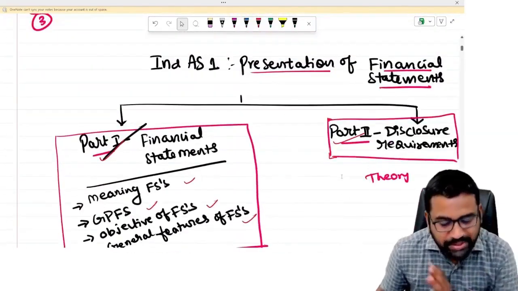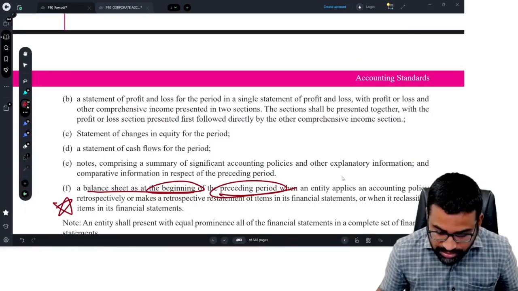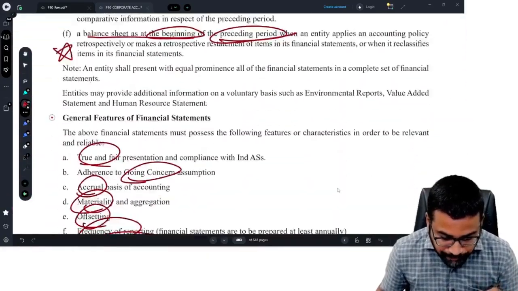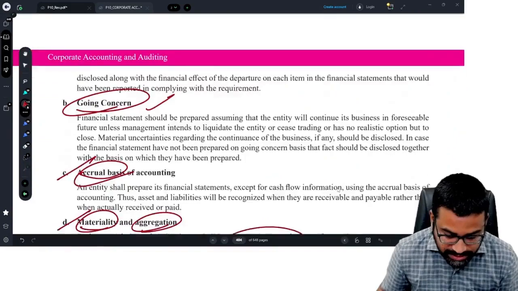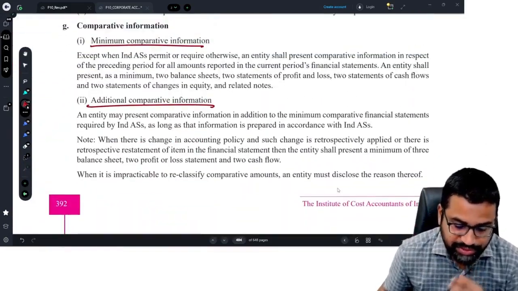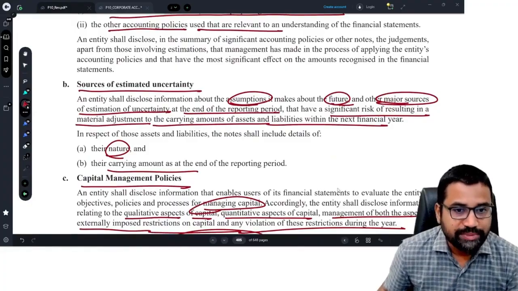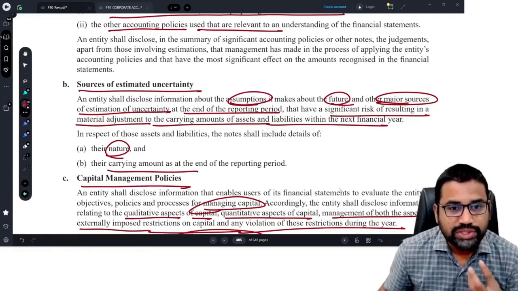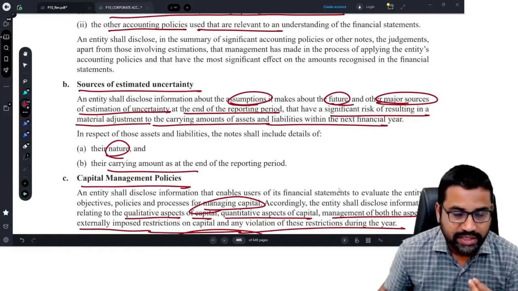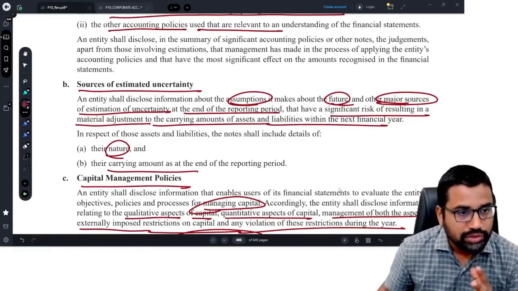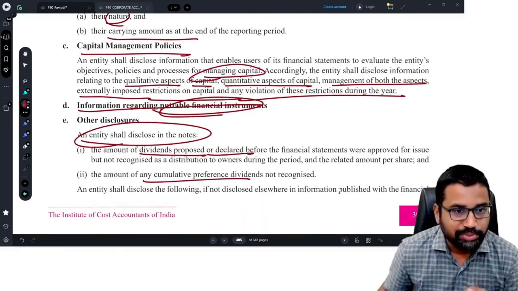And disclosure requirements. So what points do we need to disclose? Simply remember: all significant accounting policies, whatever we followed in the preparation and presentation of financial statements, you disclose it. And also what are the sources of estimation uncertainty? If you are making any accounting estimates, what is the source of that estimation? What is the nature of the assumptions you make? All those things you disclose. And also capital management policies you disclose.